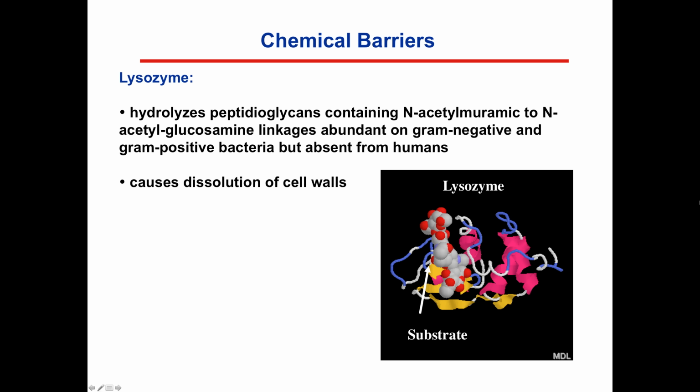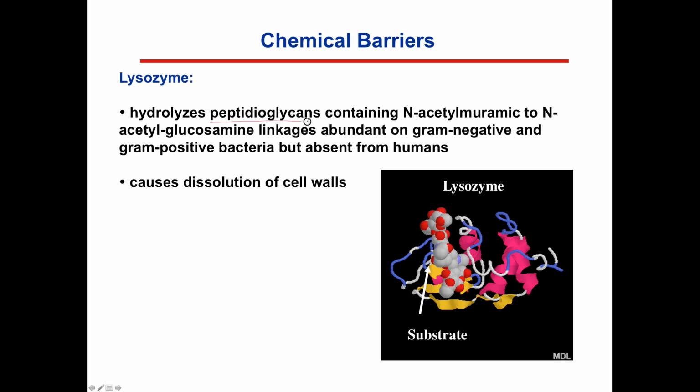There are enzymes that are part of the chemical barriers. One of those, for example, is lysozyme. There are also RNases. Lysozyme is an extremely robust enzyme. It can survive in the GI tract. It can survive on your skin. It's a very robust enzyme, and it can hydrolyze.